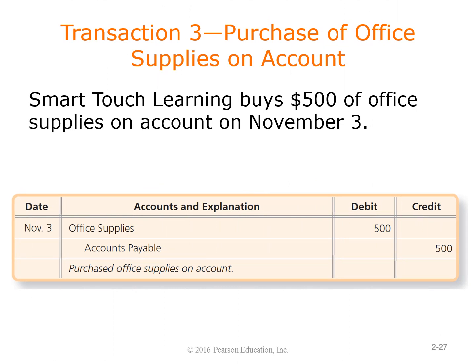The third transaction, Smart Touch Learning buys 500 of office supplies on account. We purchased office supplies, so the office supplies increased, so it will be debited because it is an asset. And we didn't pay, so the liability increased. So I credited accounts payable with the same amount, and we always have to make sure the entry balances.